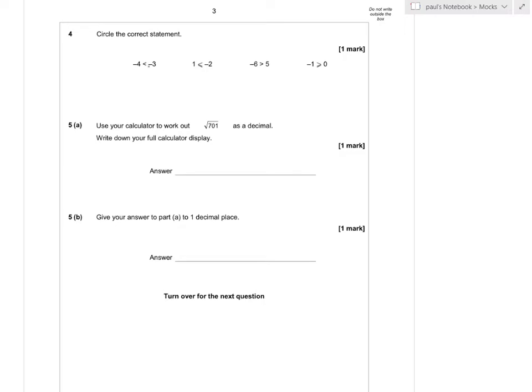Circle the correct statement. Minus 4 is smaller than minus 3. Yeah, that looks good, doesn't it? Minus 4 is, yeah, that's okay.